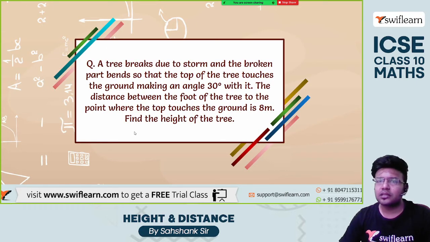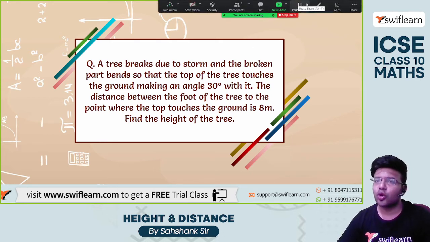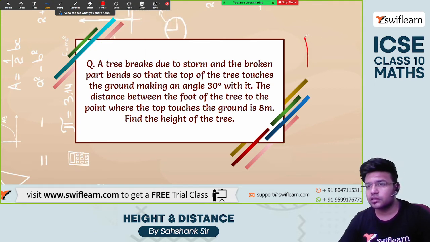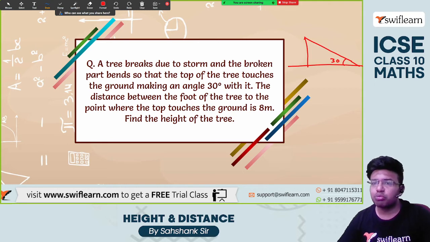The tree breaks due to the storm and the broken part bent so that the top of the tree touches the ground, making an angle of 30 degrees. So there is a tree, it has broken down and it has fallen to the ground like this and it is making 30 degrees angle. The distance between the foot of the tree and the point where it touches the ground is 8 meters. This distance is 8 meters. Find the height of the tree.